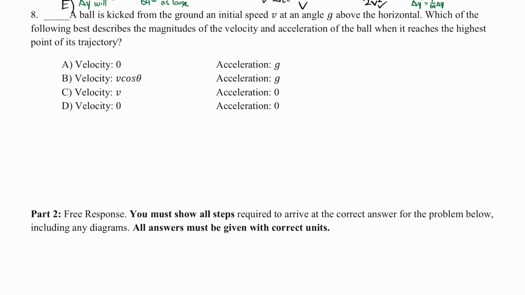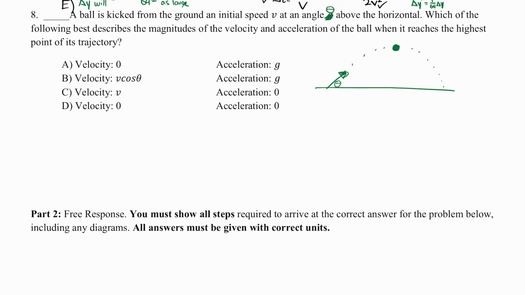Number 8 reads, a ball is kicked from the ground with an initial speed v at an angle, not g, but it should be theta, above the horizontal. Which of the following best describes the magnitudes of the velocity and acceleration of the ball when it reaches the highest point in its trajectory? So we have something launched at some angle theta. It's going to follow our parabolic path.